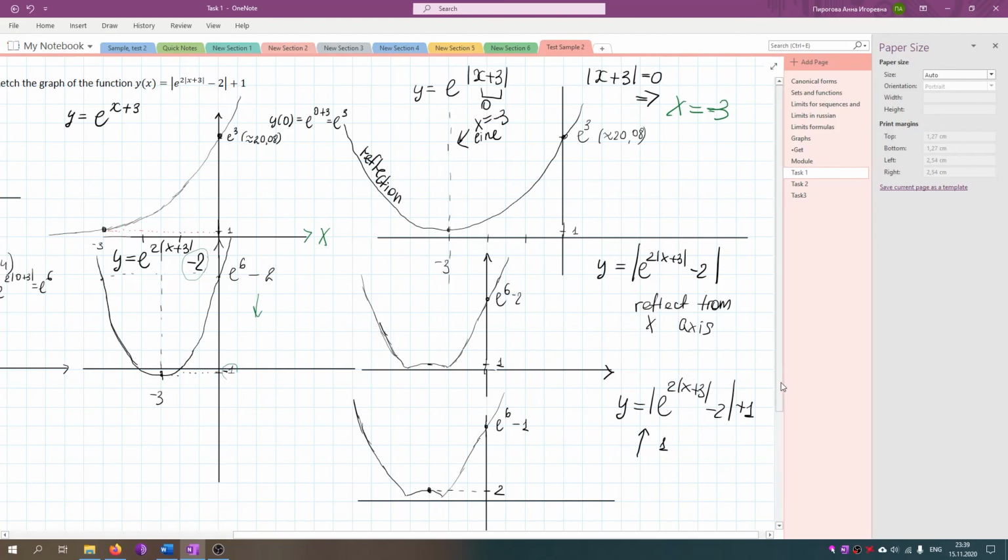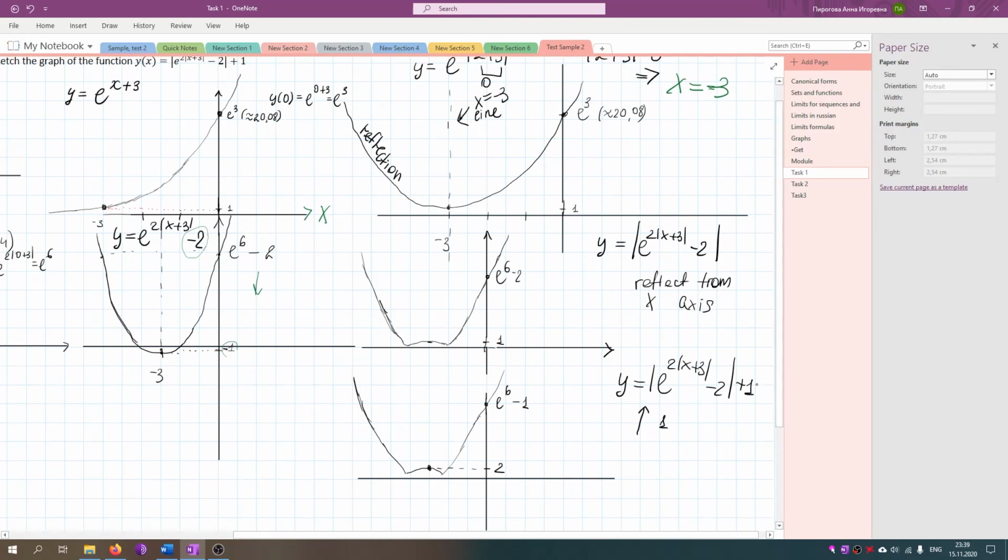And our last step is to add +1, and we just shift our graph along the y-axis by just 1 point. And our new point here will be 2, and our point of intersection with the y-axis will be e to the power of 6 minus 1. So that's it.